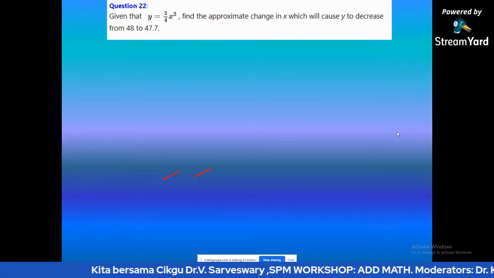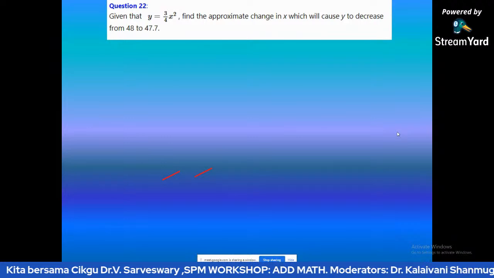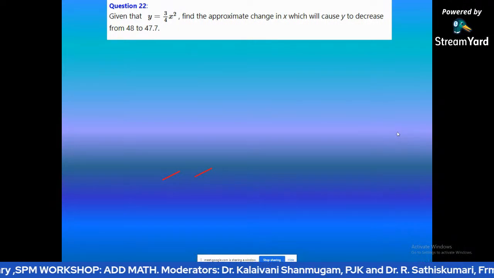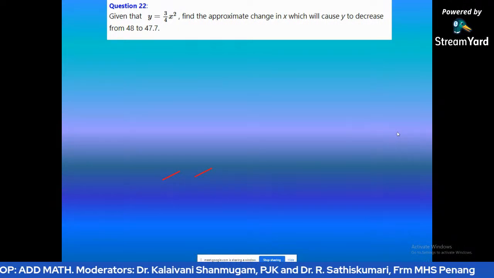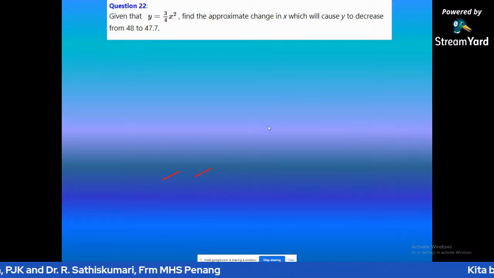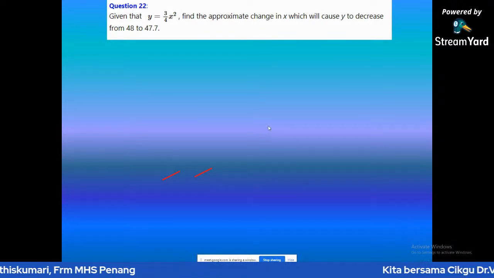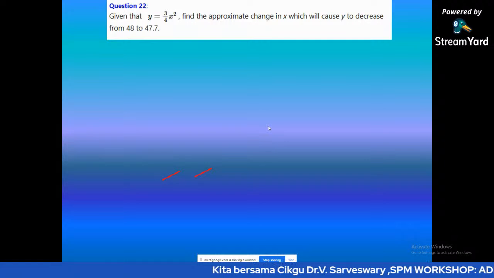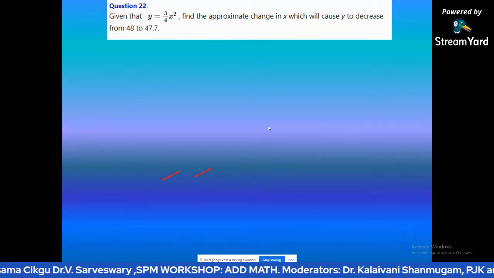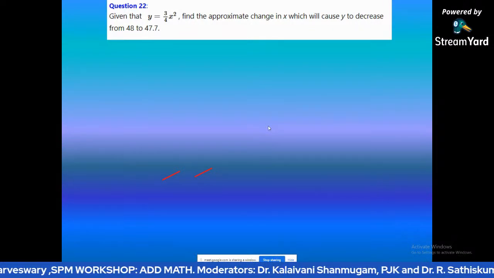Okay, so y would decrease from 48 to 47.7. So how much is the decrease? So you need to calculate delta y. Okay, delta y, you can put the small triangle, or you can use the symbol. Delta y equals 47.7 minus 48. Okay, students, so these are the things that must be in your mind. So given your y, if you have rate of change or approximate change, straight away you can calculate dy dx.